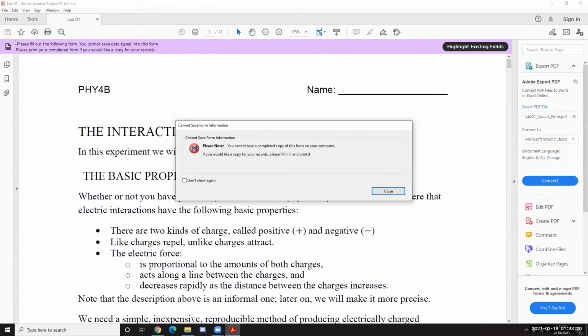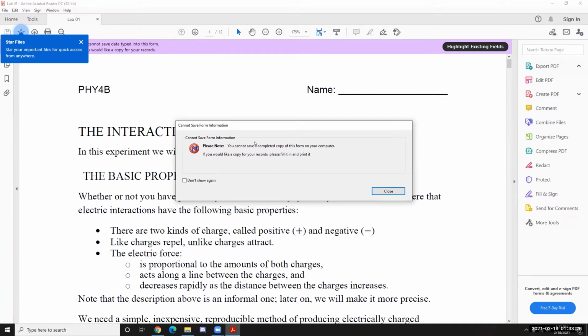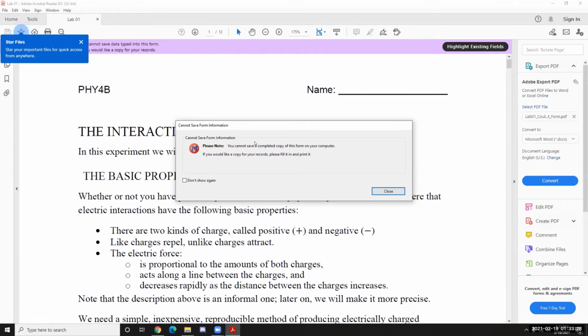And it gives me these two errors. Wait a minute. Or not errors, but it just says cannot save form information. I actually got that as well on mine. It wants you to buy the pro version, but if you save it to your desktop and open it with Microsoft Edge, I believe it'll let you make changes and save it, but I haven't tested it yet.